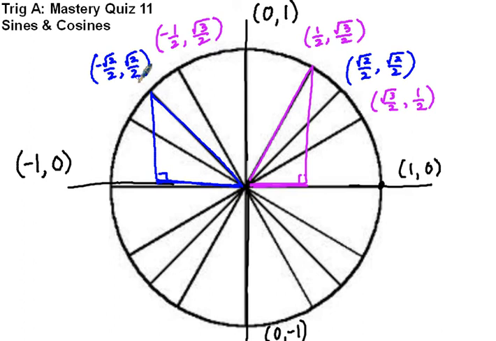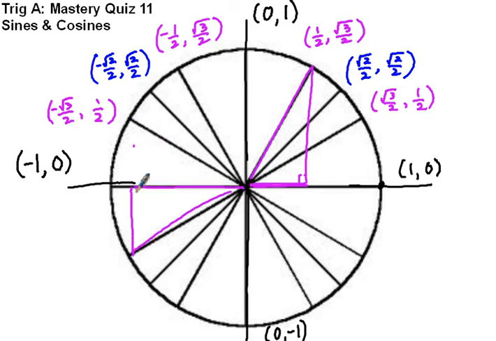And then we have another 30, 60, 90 triangle turned around so that its short side is the y value. Remember, the short side is the 1/2. That's still positive because it's going up, but the x value is negative because it's going to the left. Next triangle is the 30, 60, 90, flipped upside down. Both the x and the y's are now negative, because we're going to the left, which is negative, and we're going down, which is negative.